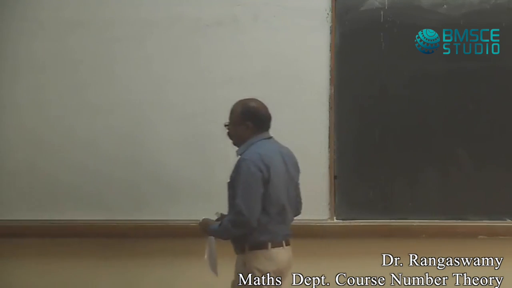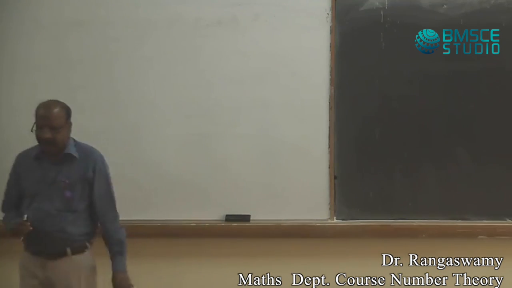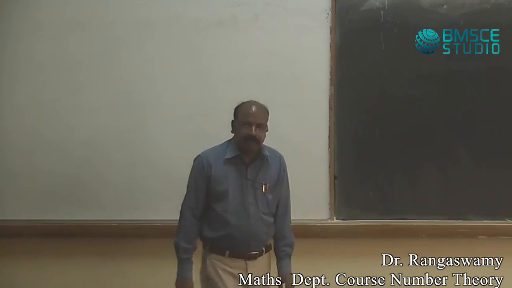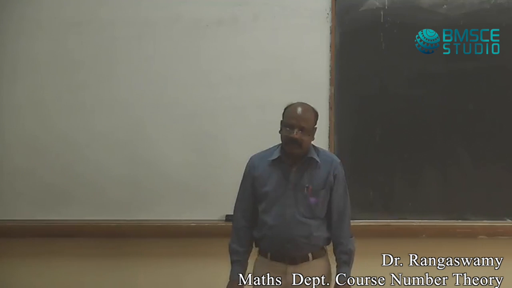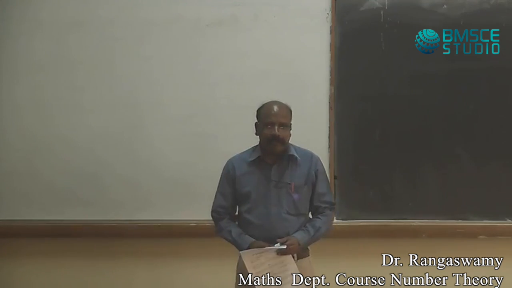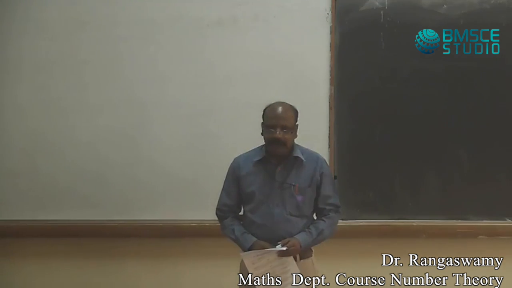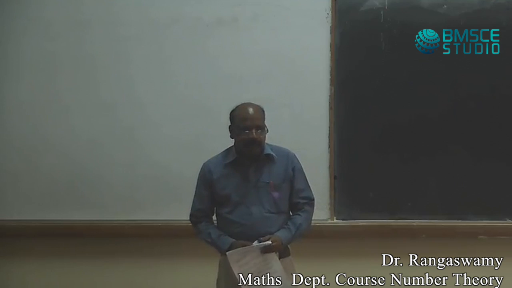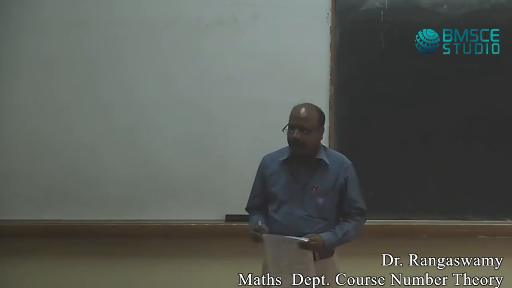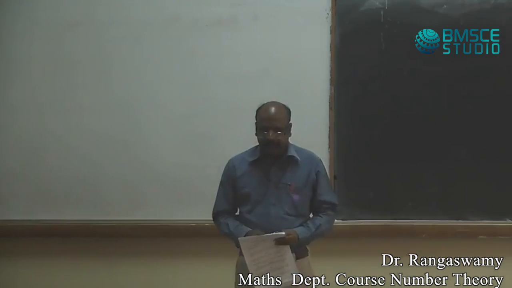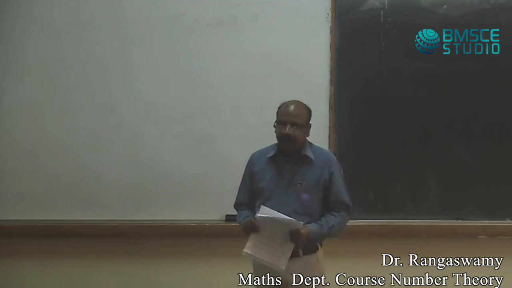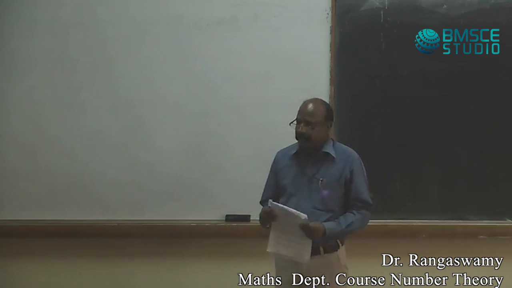In 1801, the mathematician Gauss introduced the concept called congruence. Earlier mathematicians gave much importance to prime numbers, perfect numbers, etc. They were very much concentrating on prime numbers. So Gauss introduced the concept of congruence.